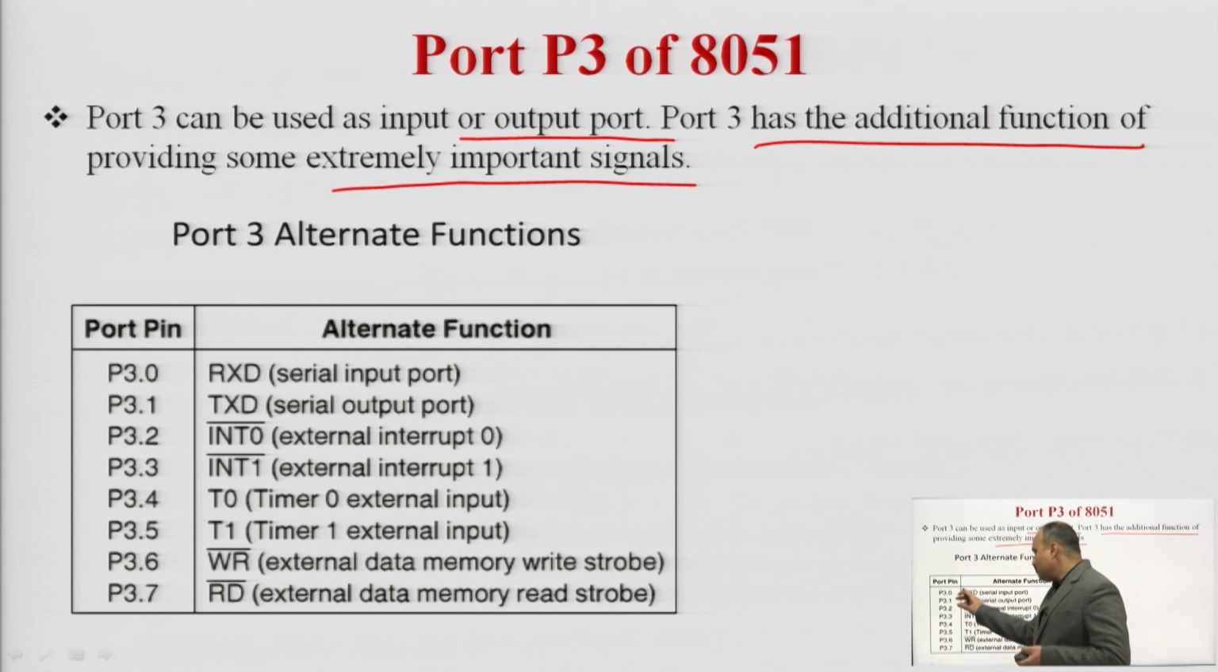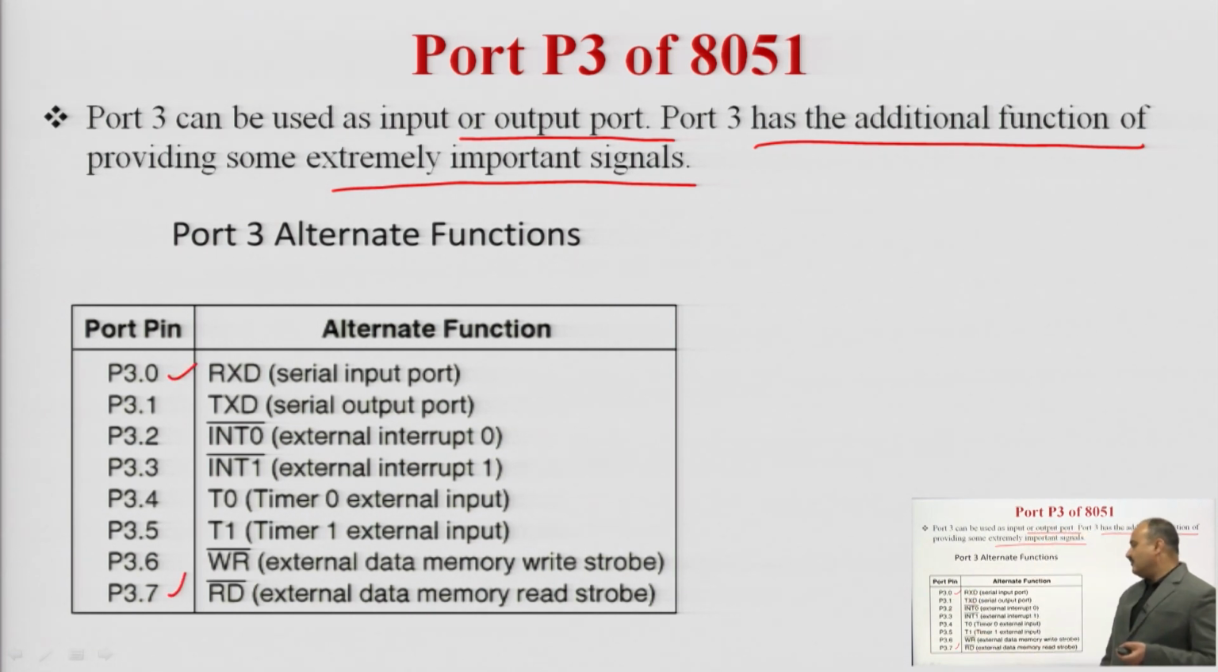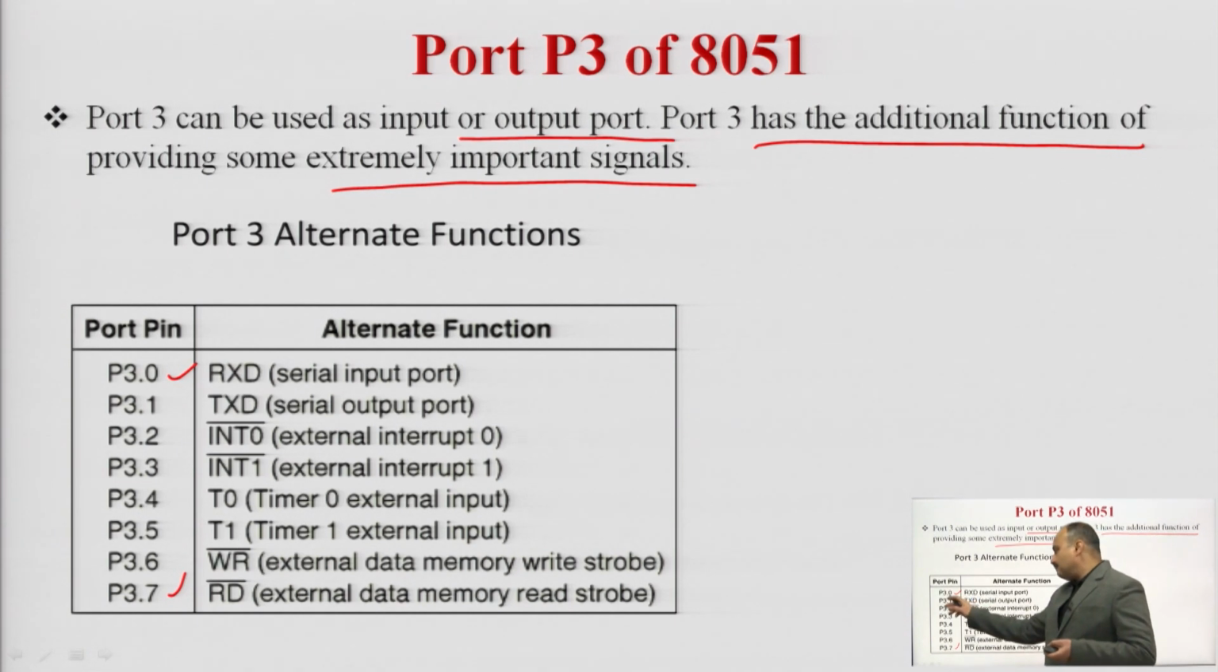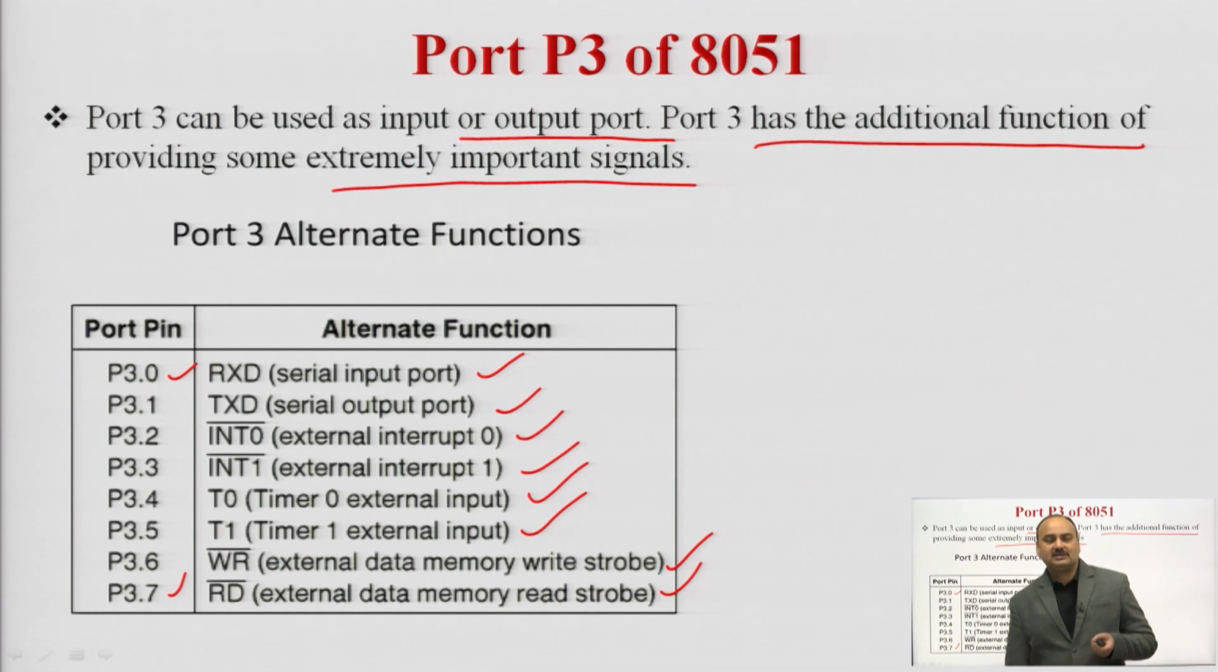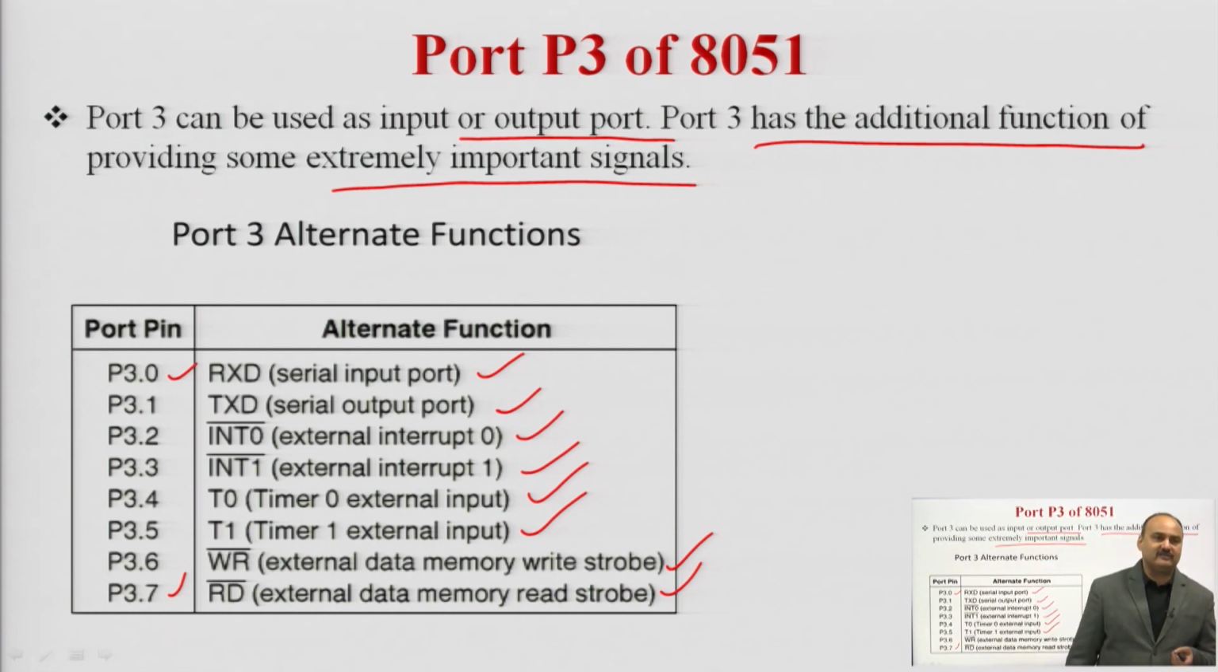So, we have the port pins, that is P3.0 to P3.7, and the additional functions. P3.0 is used for the serial input port, then the serial output port, then external interrupt INT0, external interrupt INT1, timer 0 and timer 1, external data memory write operation, and external data memory read signal. So, these are the additional or special functions of port 3.